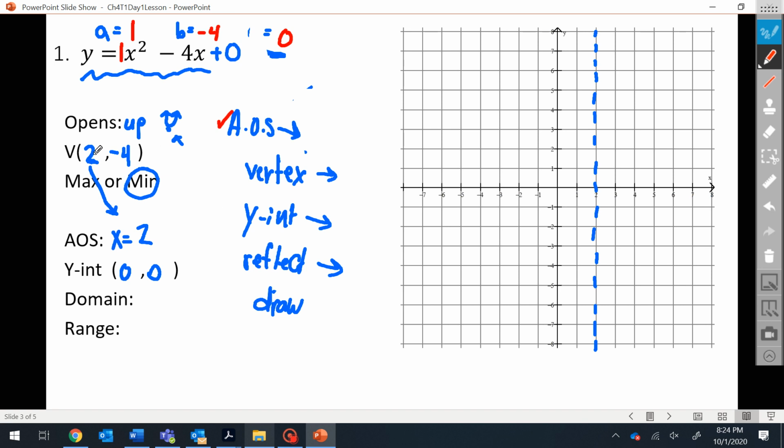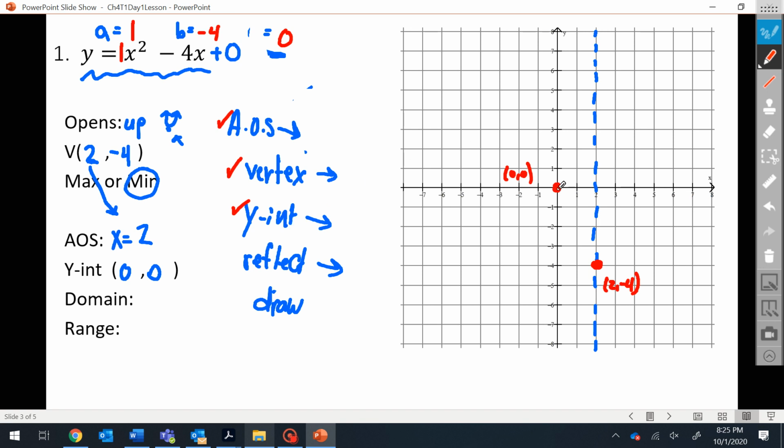The vertex is next, so (2, -4). That's going to be right here, so I'll put a dot there, a point. So I'll check that off. My y-intercept is (0, 0). So that's right here. Alright, (0, 0) is right here. Okay, this is (2, -4). And this is (0, 0). Alright, so I got the y-intercept.